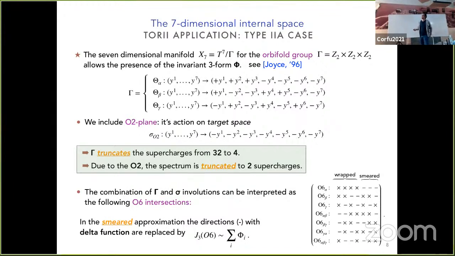Because in type 2A we start with 32 supercharges. So the orbifold truncates the supercharges down to 4, and then due to the O2, the supercharges are truncated down to 2. So we'll have an effective field theory in 3 dimensions with 2 supercharges, like a supergravity with 2 supercharges. We also want to include in our theory O6 planes, and this can be done and can be seen from the combination of the involutions of gamma of the orbifold and the O2 plane. And here in the graph, you can see the directions where the O6 planes are wrapped, while the directions with minus correspond to the directions where we have replaced the delta function with a smooth function.